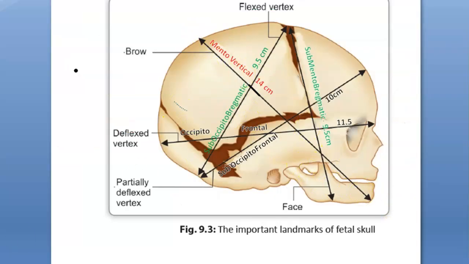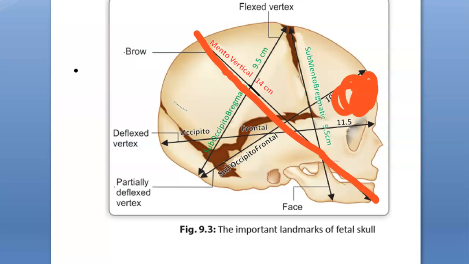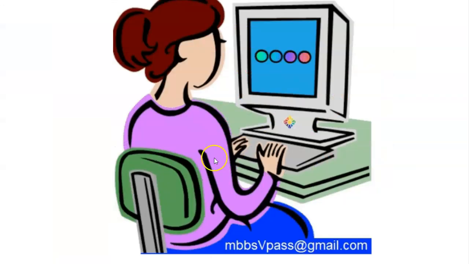Mento vertical, the red one. Red one we will see in brow presentation. Very good. Red one we will see in brow presentation. Okay. Which is 14? So, in the exam you have to draw the diagram and explain.